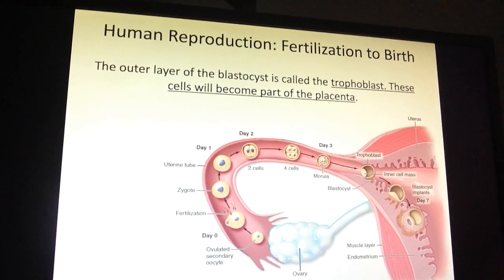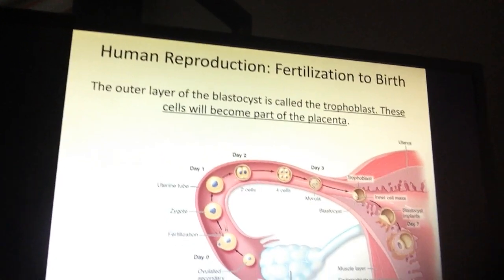But the trophoblast will become the chorion, which will become the placenta.